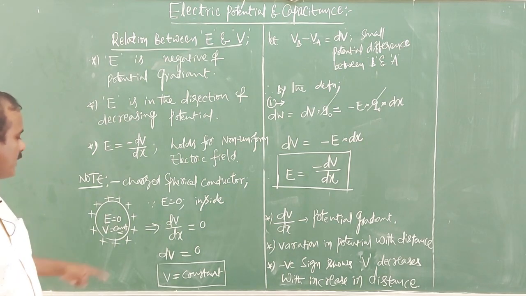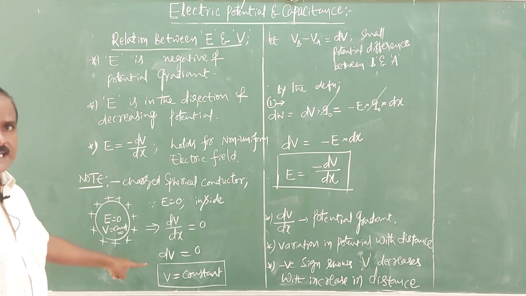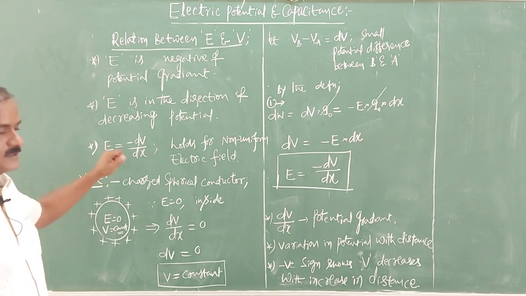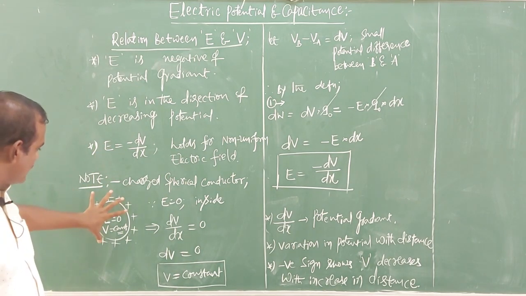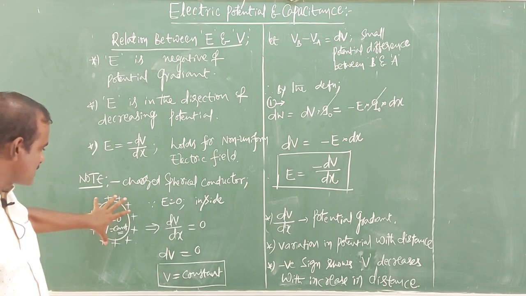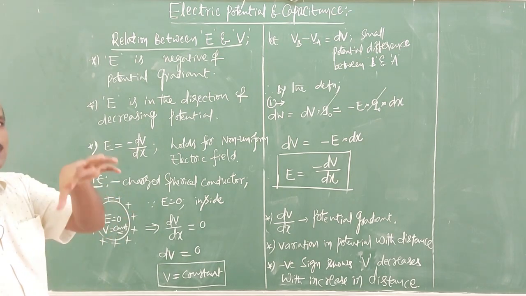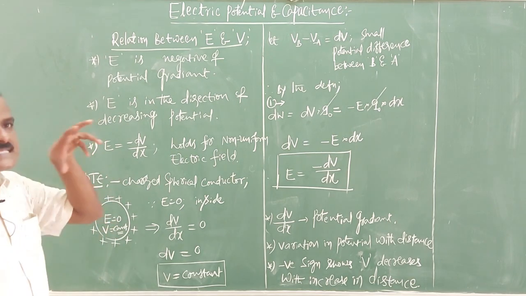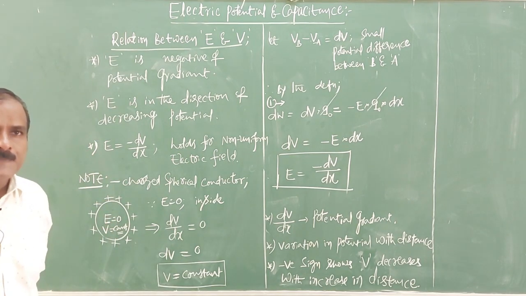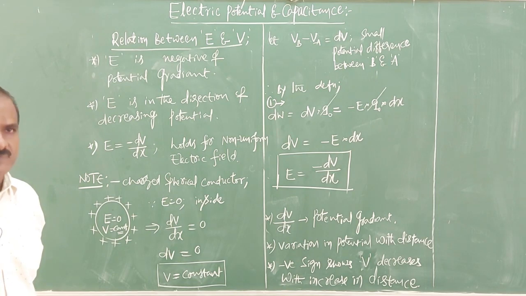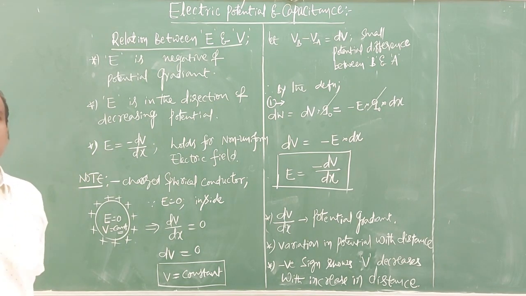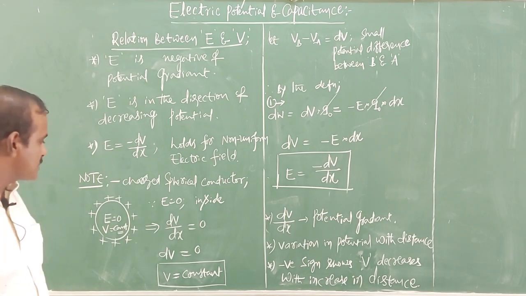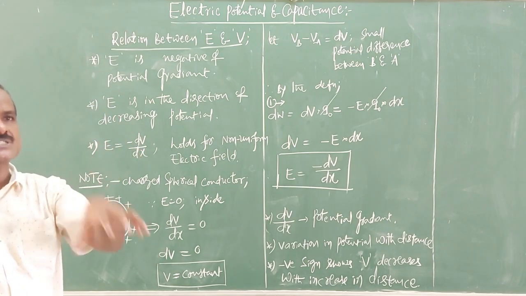This is an important result, or rather a consequence of this relation you have to understand. In fact, a surface of this kind is called an equipotential surface. Why? Because potential is the same over the entire surface. Such a surface can be called an equipotential surface. Like we had the equipotential line earlier, now there is an equipotential surface also.